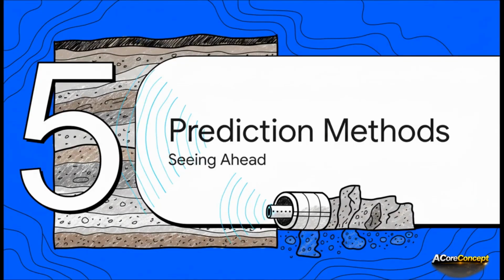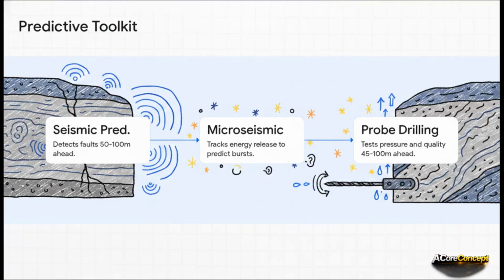Section 5. Advanced subsurface prediction methods. Since surface mapping is practically useless when you're under 1,000 meters of solid rock, how do we actually know what's coming before we hit it? We definitely can't afford to dig blindly, so we use a 3-step predictive toolkit.